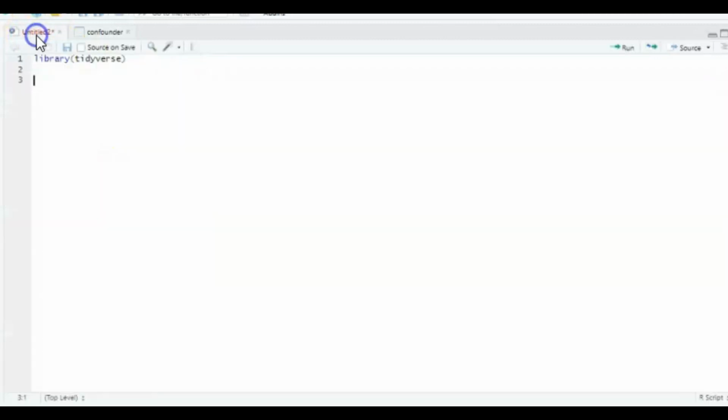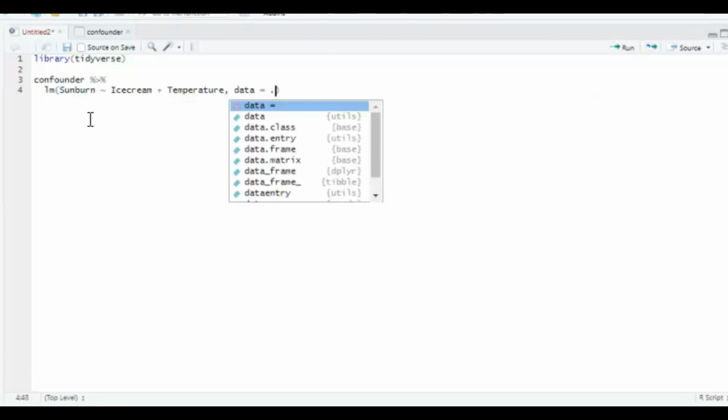So how do we get that regression model? Well, we type the dataset we're using, which is confounder in this case. Then you press Ctrl-Shift-M to get the pipe operator. And then you type lm, linear model, open brackets. And then the dependent variable in this case is sunburn, and then a space, and then the wavy symbol, and then the two independent variables, which are ice cream plus temperature, comma, data is dot.